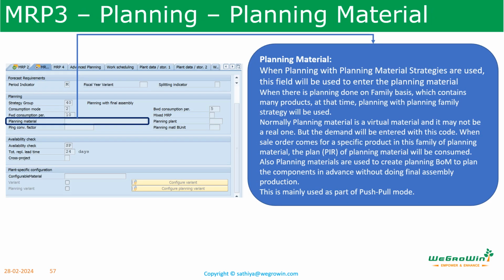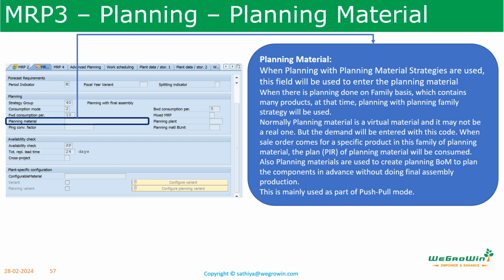So we are having the field called planning material. When planning with planning material, strategies are used, and this field can be used to enter the planning material. So planning material is a virtual material. It may not be a real one. The demand will be entered for this planning material. And also the materials like TP1, TP2, TP3 are linked with this planning material in the MRP3 view. So when you receive a sales order for materials like TP1, TP2, TP3, they will consume the plan of this toothpaste, the planning material. This will work along with the planning bill of material.